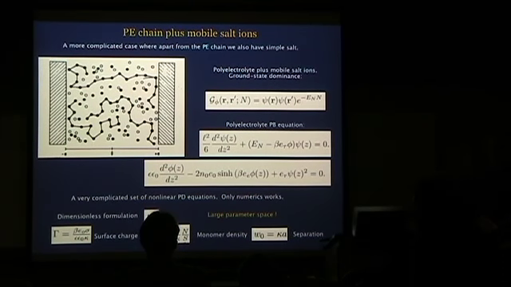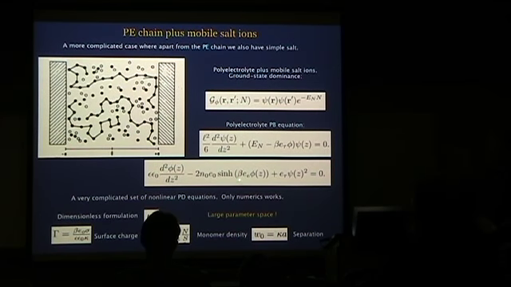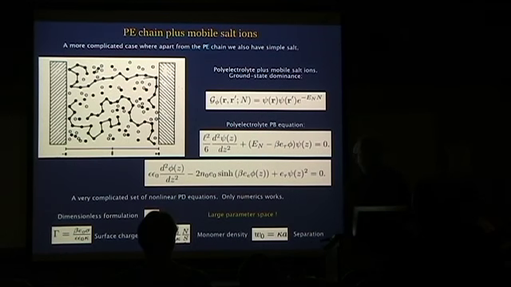This is all highly, highly nonlinear, as you can of course see. This is quadratic in psi, this is sinh nonlinear, and here you have phi times psi, also nonlinear. So it's a very, very complicated set of equations, and also, unfortunately, the parameter space is big. So you have kappa for the salt, you have sigma for the surface charge, you have charge per monomer for the polyelectrolyte chain, and you have the number of monomers. It's a pretty large parameter space.